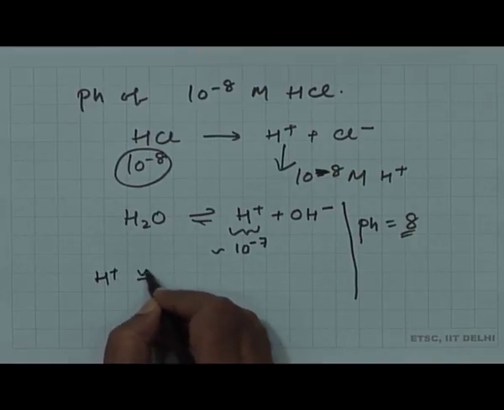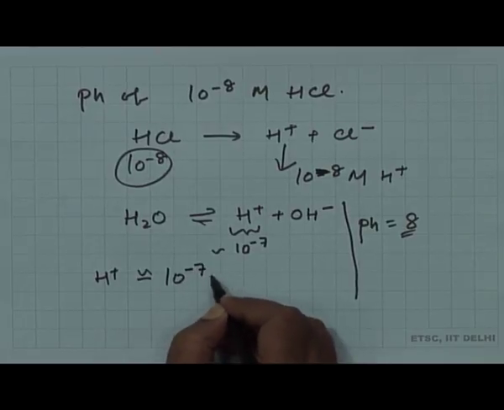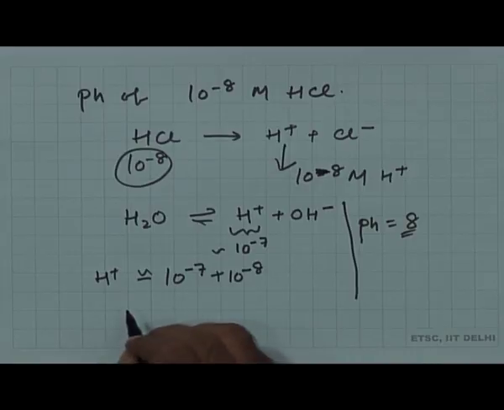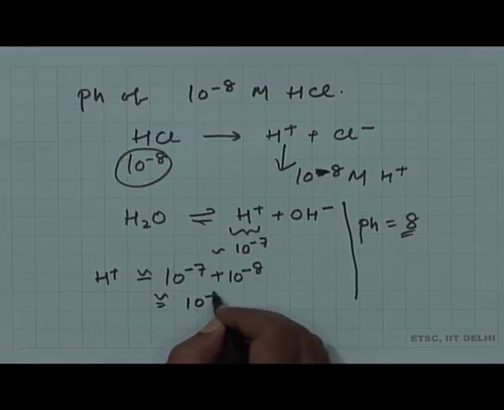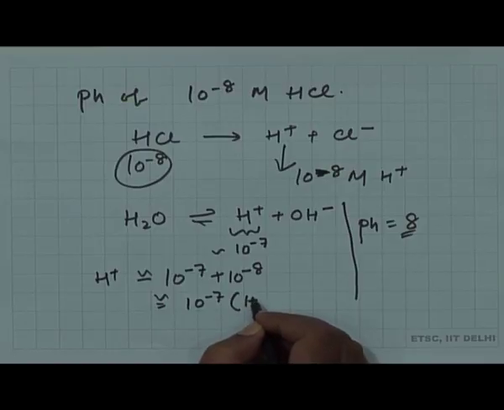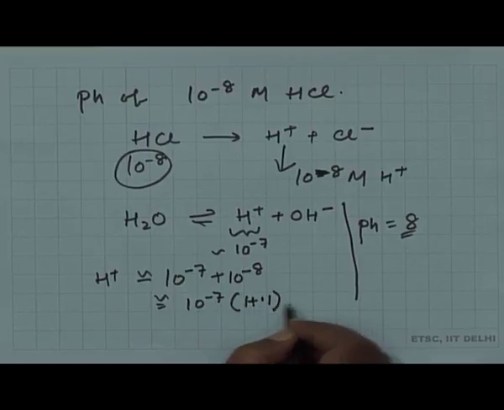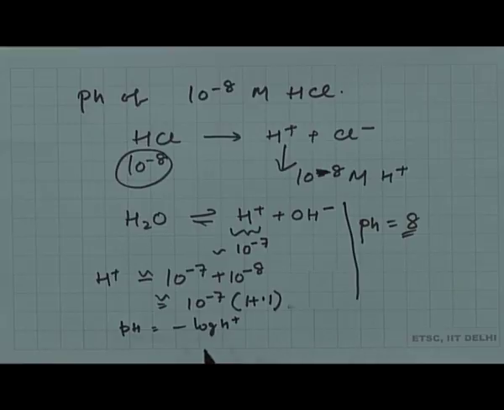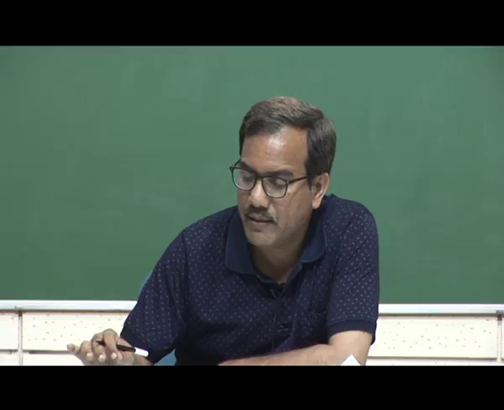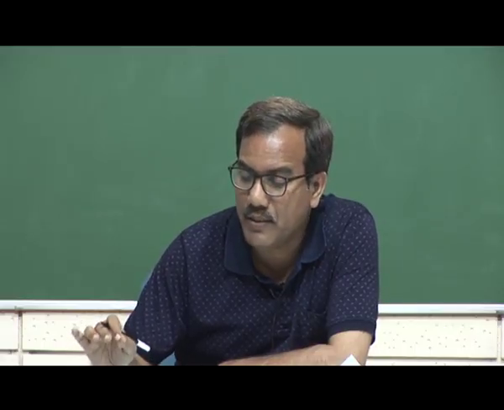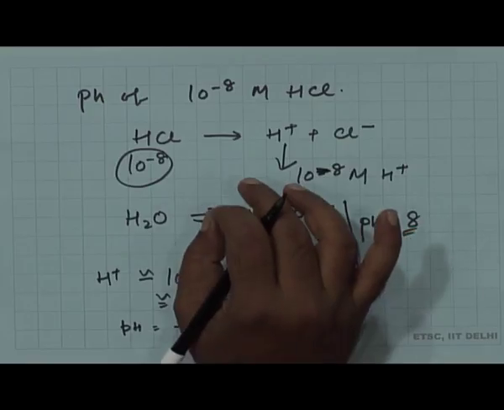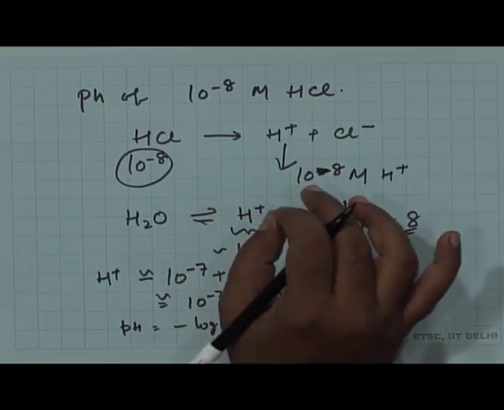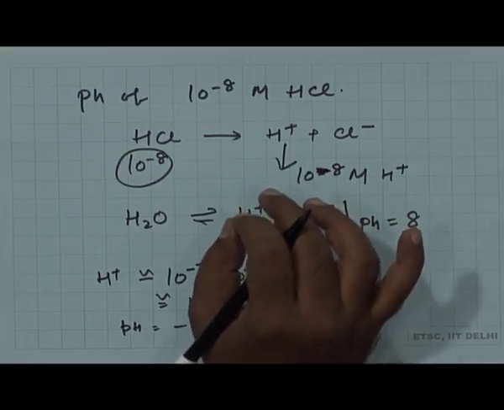So, H plus ion is almost equal to 10 to the power minus 7 plus 10 to the power minus 8, which is around 10 to the power minus 7 times 1 plus 0.1. Then you can calculate pH by using minus log of H plus, which is almost around 6.9 something. So, you must remember that H plus ion from water can only be neglected when the concentration of acid or base is quite greater than 10 to the power minus 7 molar.